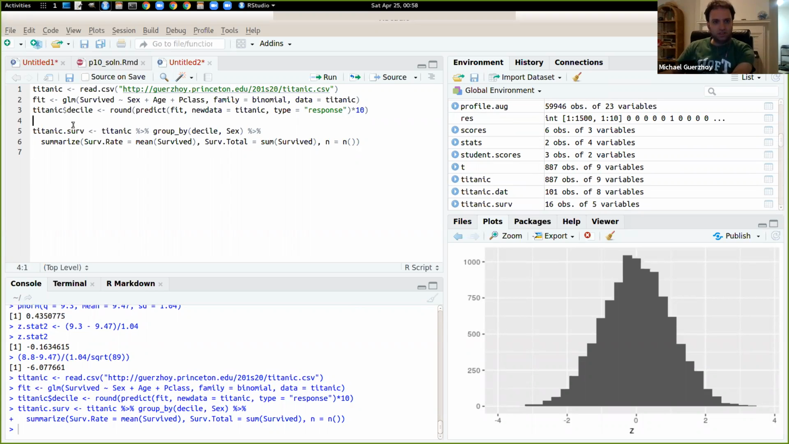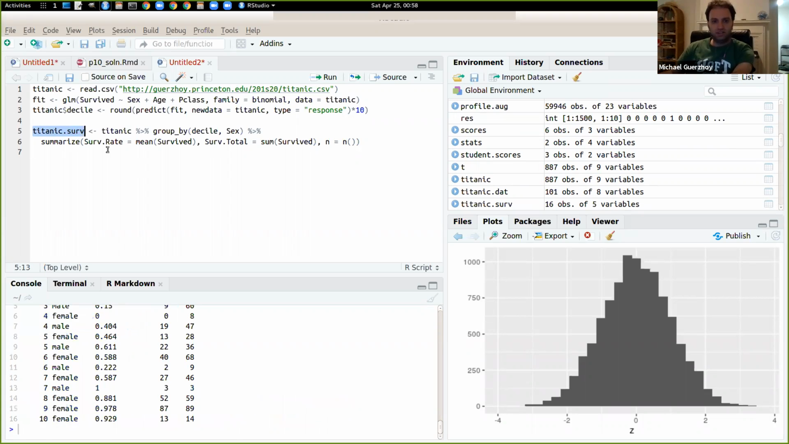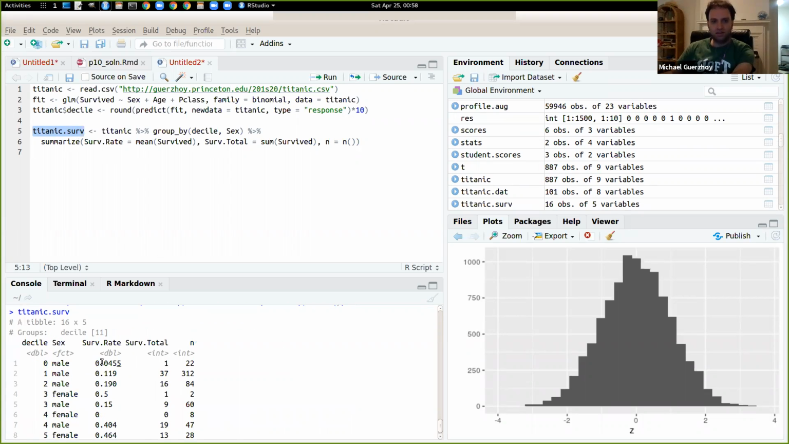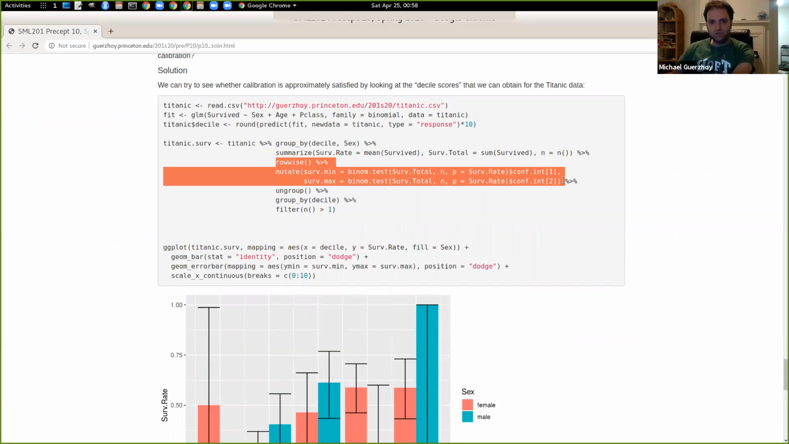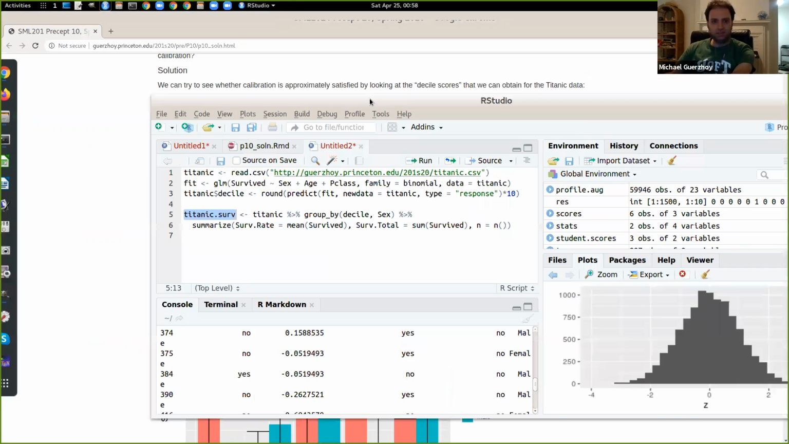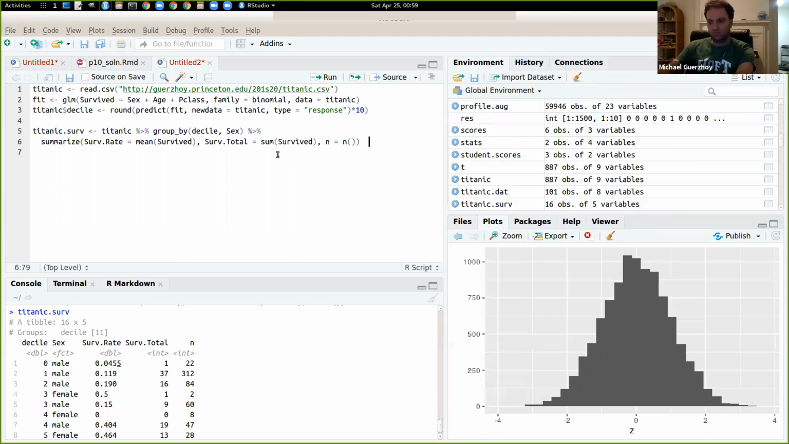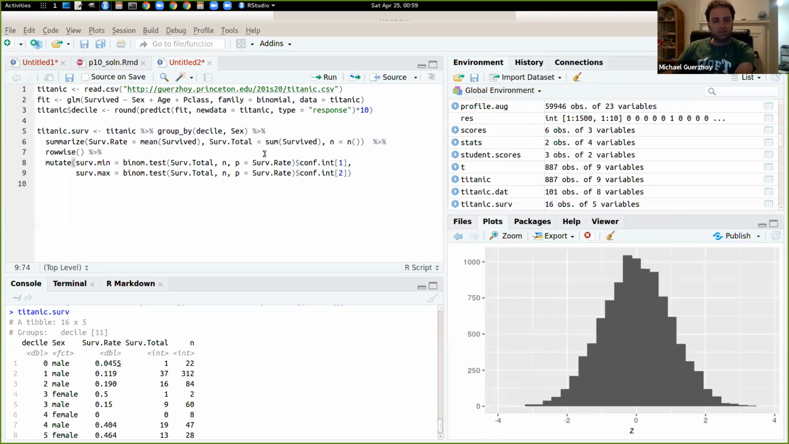So right now, Titanic serve looks like this, right? We have the rate, we have the total, and we have the n. And next we do row-wise and then mutate. What I'm trying to do is process this row, and then this row, and this row, and this row, and so on.